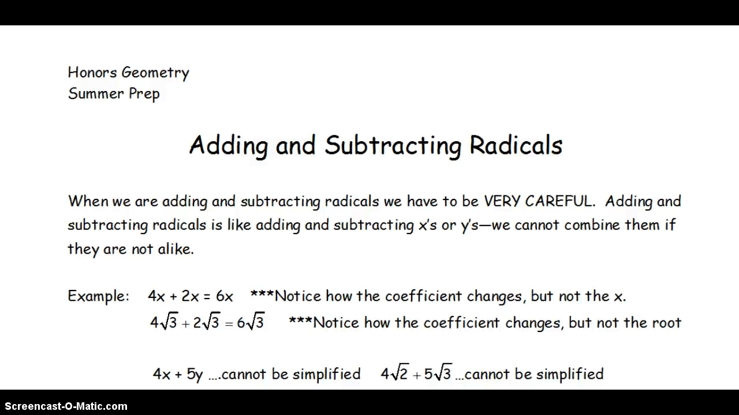Hello, today we are going to be doing adding and subtracting radicals. When we are adding and subtracting radicals, we have to be very careful. Adding and subtracting radicals is like adding and subtracting x's or y's. We cannot combine them if they are not alike.